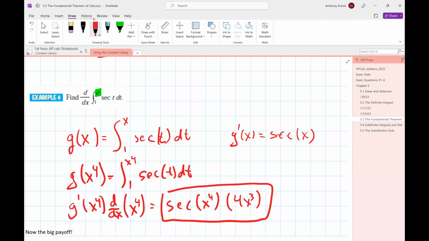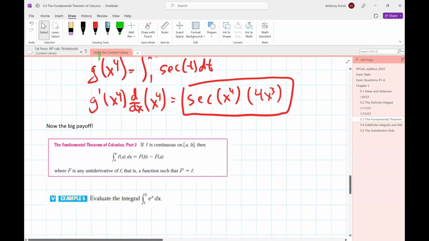Again, the takeaway is that when I have a function as the upper bound for my integral, if I'm doing a derivative, it's a chain rule problem. Got to make sure I'm doing the chain rule.